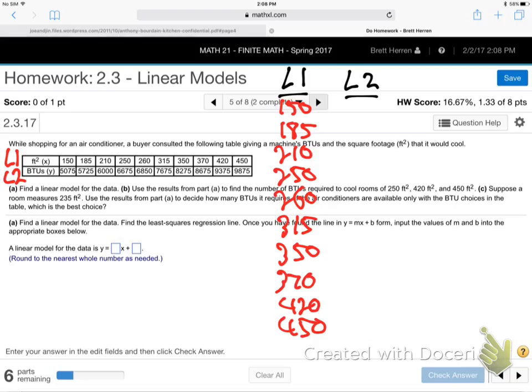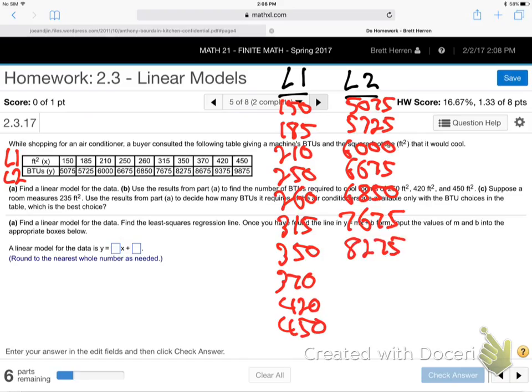So enter this in L1, and then L2 is those other numbers. 5075, 5725, 6000, 6675, 6850, 7675, 9875. It's a lot of typing. You wouldn't want to do this by hand. I wouldn't either. So type all those into L1 and L2. And when you're all done, quit and hit calculate the linear regression line.